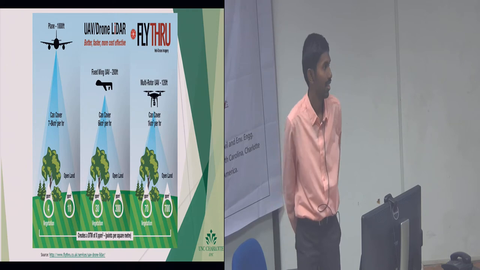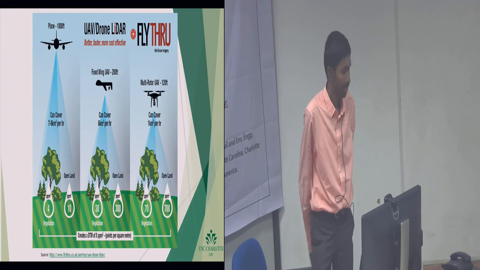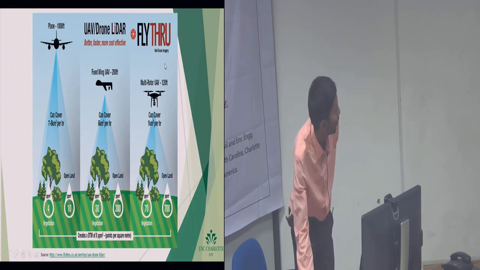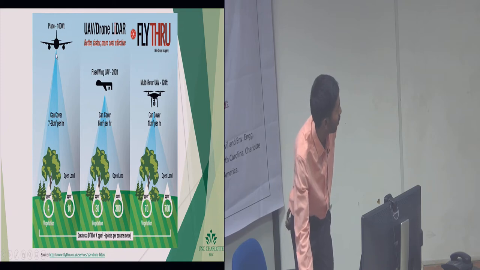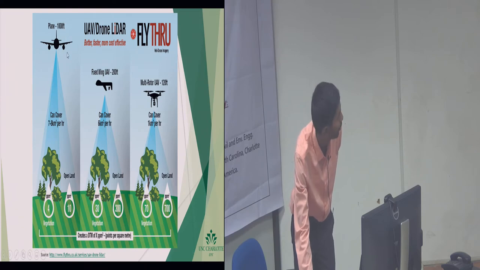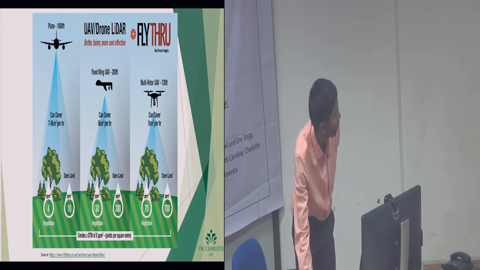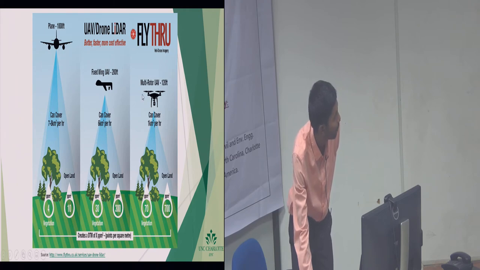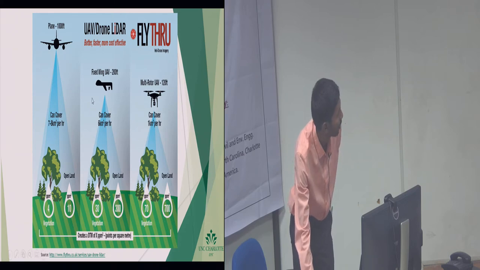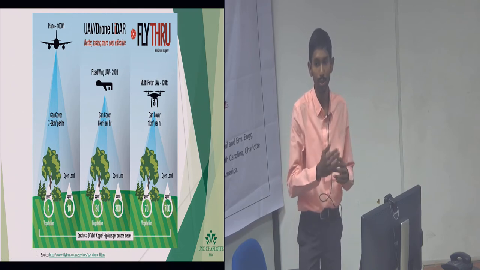Now, this poster is an example of how airborne systems can be used. Say, this fly-through company in the UK has this LiDAR attached to a plane at 1,000 feet altitude, and it can cover 7 to 8 square kilometers per hour. We have a fixed-wing UAV which flies at 200 feet altitude, and a mini-rotor UAV which flies at 120 feet altitude. So these can cover less or more area depending on what use we need them for.